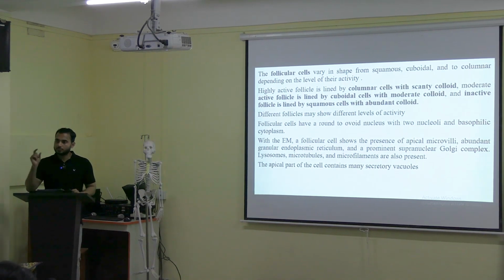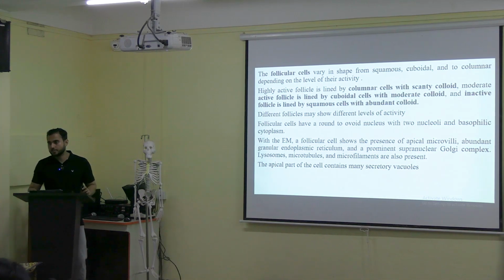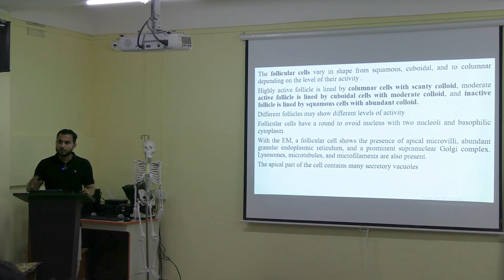That means the follicle has different forms. Some follicles are very active, some are moderately active, and some are inactive. If it is inactive, then what is the lining epithelium? Simple squamous epithelium. At that time, a huge amount of colloid is present inside the follicle. Okay? Next, when it is moderately active, it is simple cuboidal epithelium, and a moderate amount of colloid is present. And when it is highly active, it is simple columnar epithelium and a very small amount of colloid is present. Now the question is, why does the amount of colloid vary, and what exactly is this colloid?